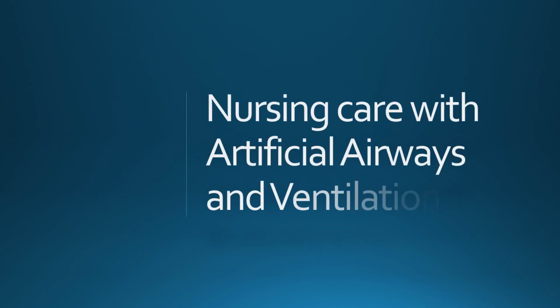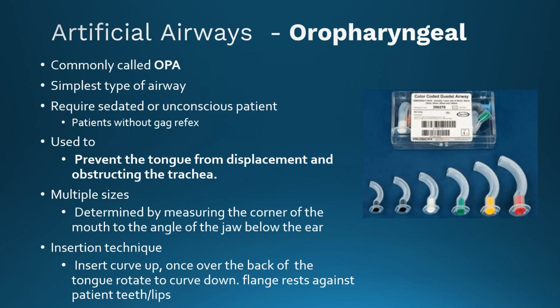Okay, the next few slides are going to go over artificial airways and ventilation. One of the most common types of airways is called an oropharyngeal airway, abbreviated to OPA. This is one of the simplest forms of airways, but it is required on a sedated or unconscious patient, so a patient without a gag reflex is the most appropriate for this kind of airway. It is used to prevent the tongue from dislodging or displacing and obstructing the trachea.